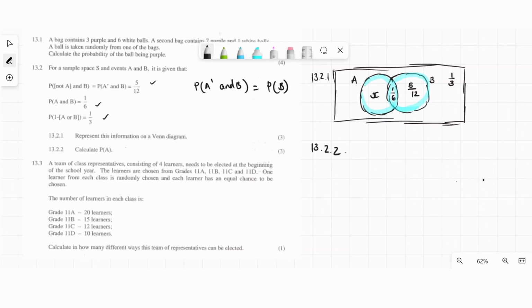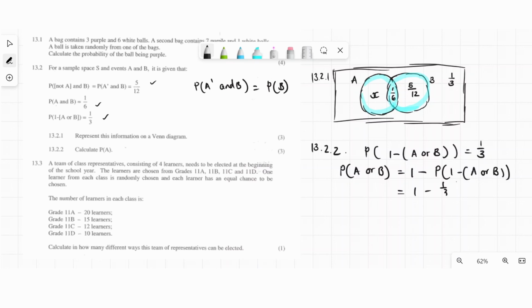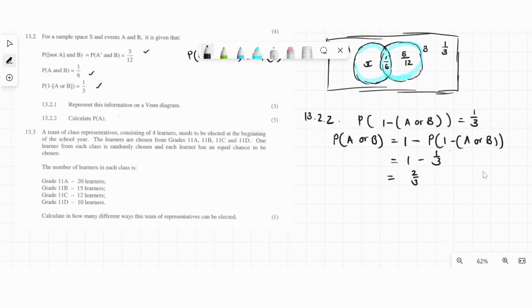But what do we know? From here, we know that the probability of the complement of A or B is equal to 1 over 3. We can find A or B, and we can do that by doing what? The probability of A or B is equal to 1 minus this thing, which is the probability of the complement of A or B, right? And A or B is equal to 1 minus 1 over 3, which is going to give me 2 over 3. So the 2 over 3 is the turquoise one, the one that I just highlighted in turquoise.